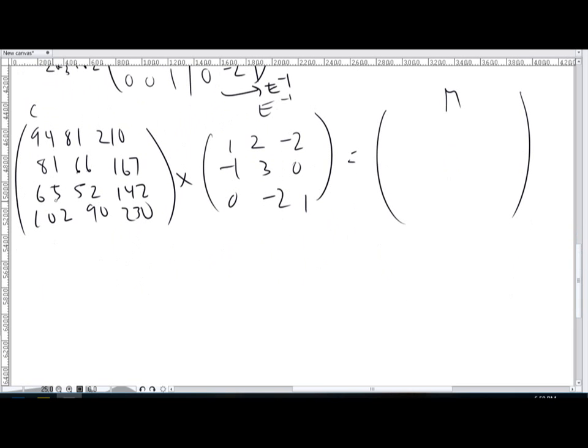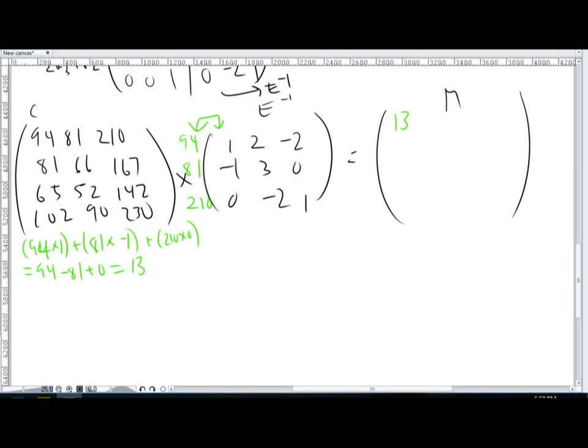So we do the same thing like we did before. We flip over row 1 of the first matrix, and then we multiply it to the first column of the second matrix. Then we add the results. So 94 times 1 plus 81 times -1 plus 210 times 0 is equal to 94 minus 81 plus 0, which equals 13. Okay, 13 is entry 1,1.